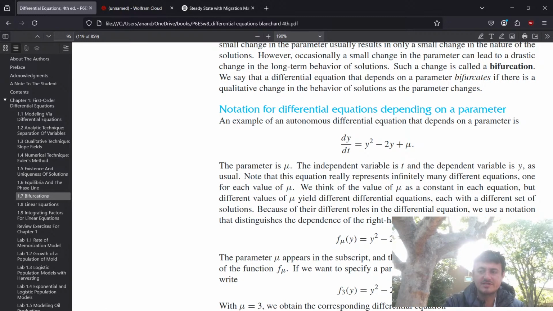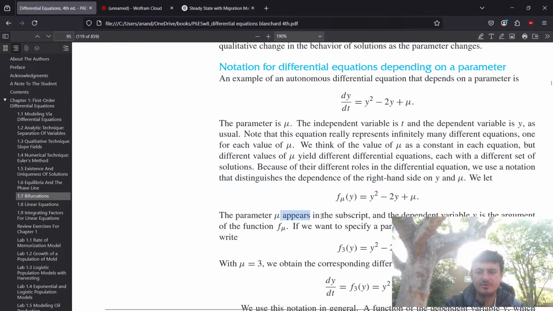Note that this equation really represents infinitely many different equations, one for each value of μ. We think of the value of μ as a constant in each equation, but different values of μ yield different differential equations, each with a different set of solutions. Because of their different roles in the differential equation, we use a notation that distinguishes the dependence of the right-hand side on y and μ. The parameter μ appears in the subscript, and the dependent variable is the argument. If we want to specify a particular value of μ, then we write f.